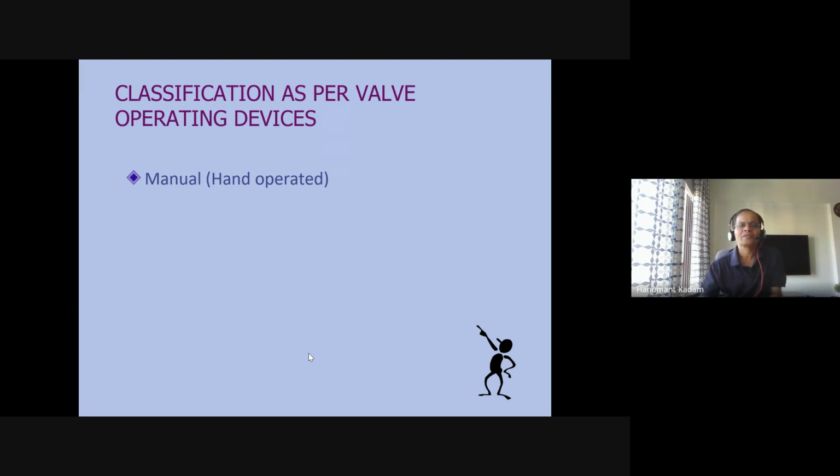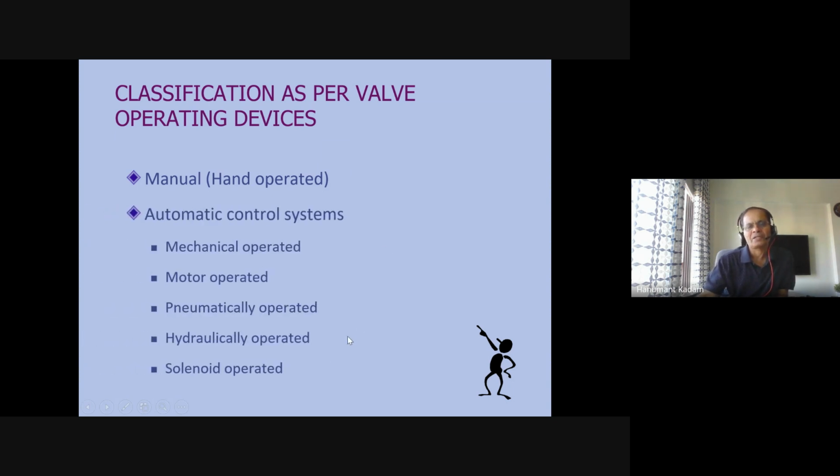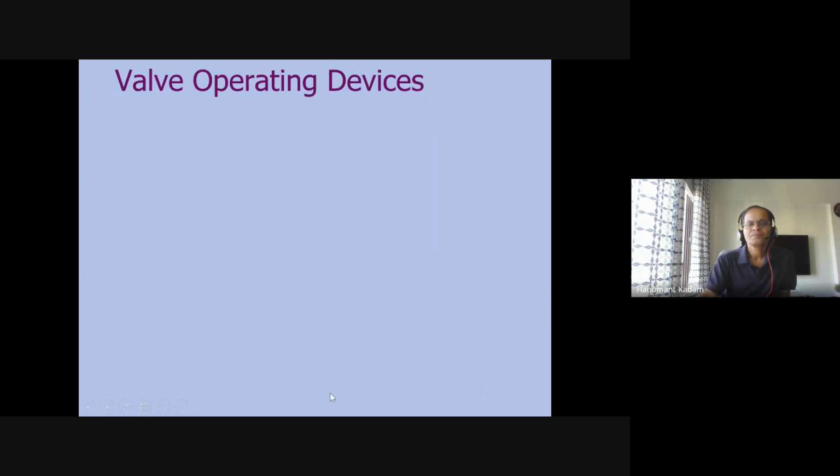Manual valve, so a wheel is there. In certain cases it is required by default, in case your automatic control fails and you have to operate manually. Automatic control systems: mechanical operated, motor operated, pneumatically operated, hydraulically operated, and solenoid operated. There is a variety of options available based on your application in automatic control systems. You can use motorized, pneumatic, or solenoid. In certain cases you can have hydraulic operated also.